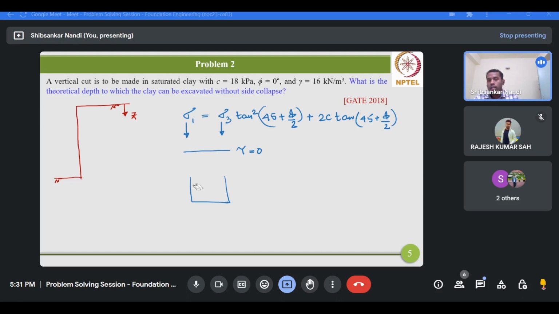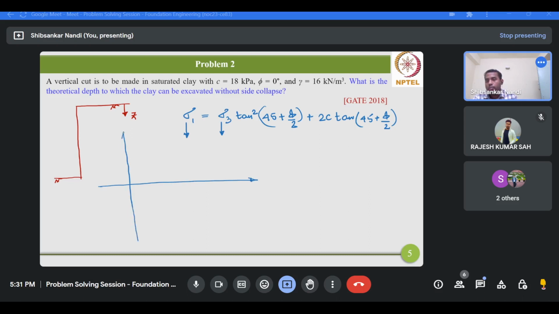Now, since this is a retaining wall problem, we'll discuss that later on. So first let me draw the Mohr-Coulomb failure envelope for a cohesive frictional soil. You must know this concept from basic soil mechanics.